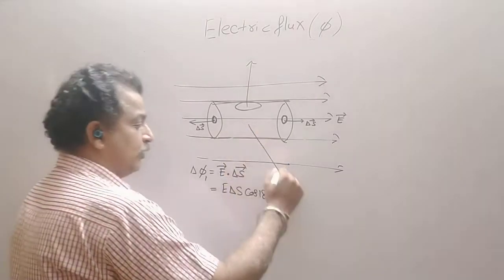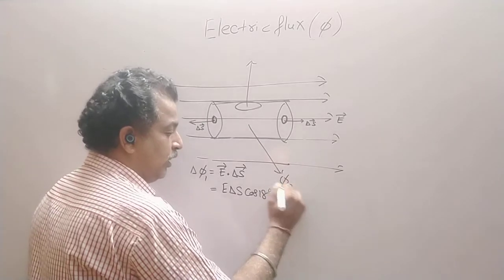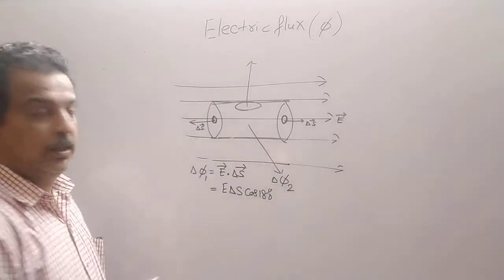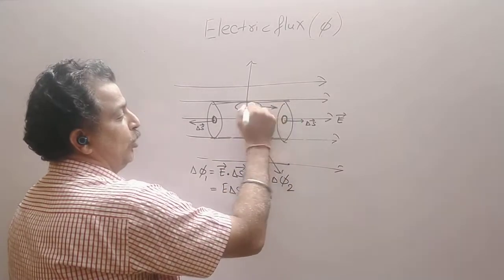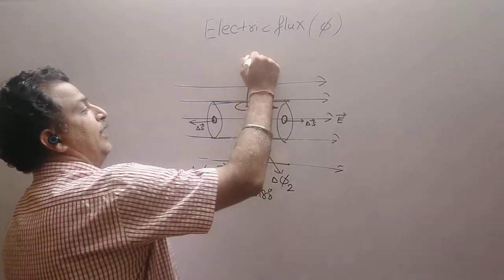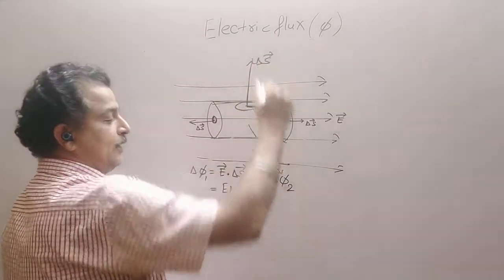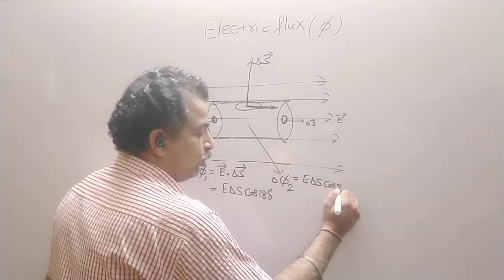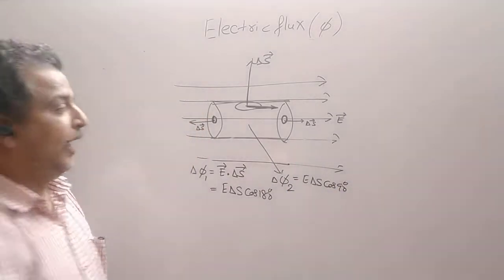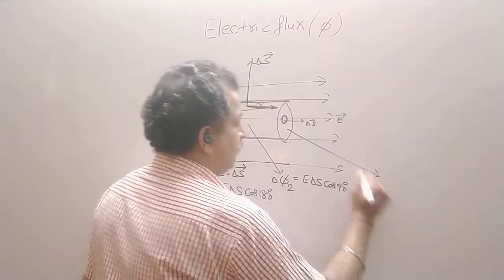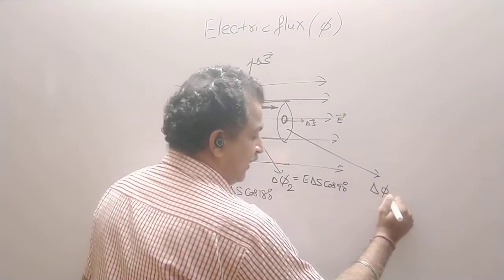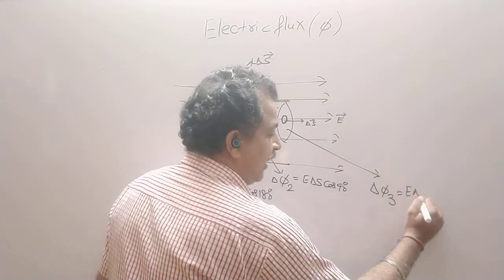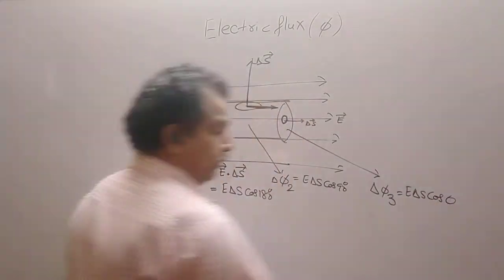Similarly, let the flux associated with the curved surface be denoted by delta phi 2. So angle, electric field is along x-axis. Area vector, delta S vector is along y-axis. So angle becomes E delta S cos of 90 degree. And the flux associated with this small element, delta phi 3, is E delta S cos of 0.